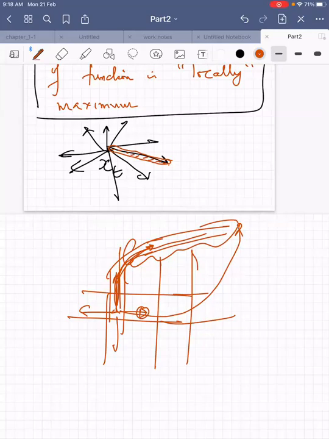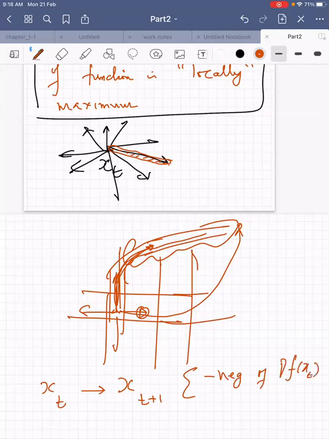And that local direction, right? So that local direction for going from xt to xt plus 1 is basically negative of gradient of f at xt. Okay, now why is that the case? We'll just prove it in 2 lines. It's just a 2-3 line proof.